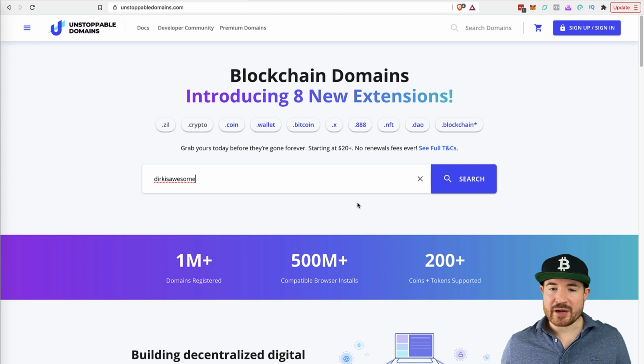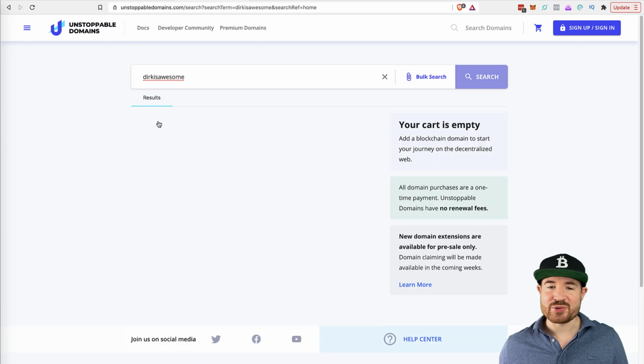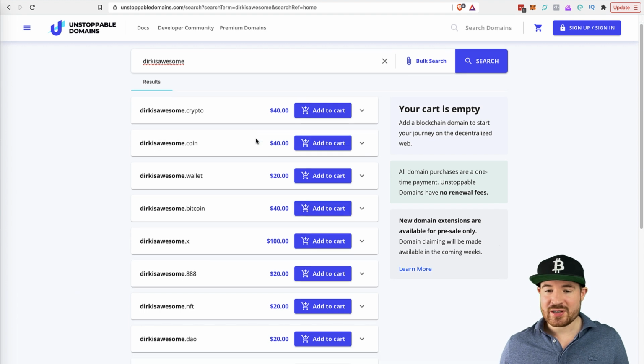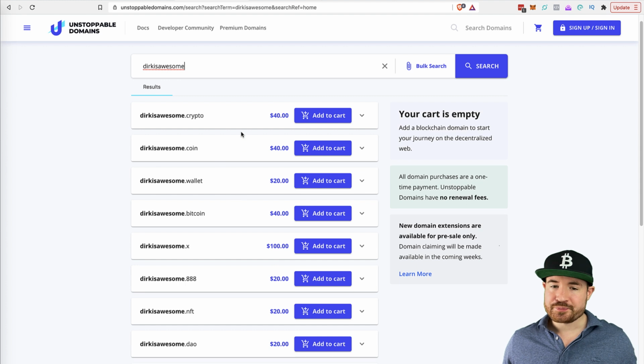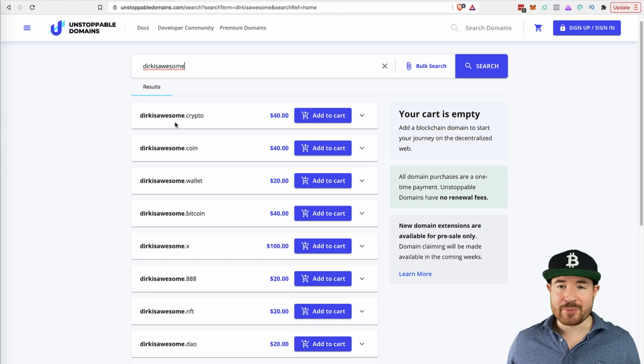You can just go here and you can basically type in whatever you want, right? So if I want to see if the name Dirk is Awesome is available, you can see all these extensions are still available. Dirk is Awesome.crypto, .coin, .bitcoin. And I can just go and purchase these and you can see the prices, right? Normally it's about $40, sometimes it's $20, sometimes it's $100. It really depends, right? And if I go and buy this domain name right now, I would own it outright. I buy it once, no more renewal fees or anything like that.